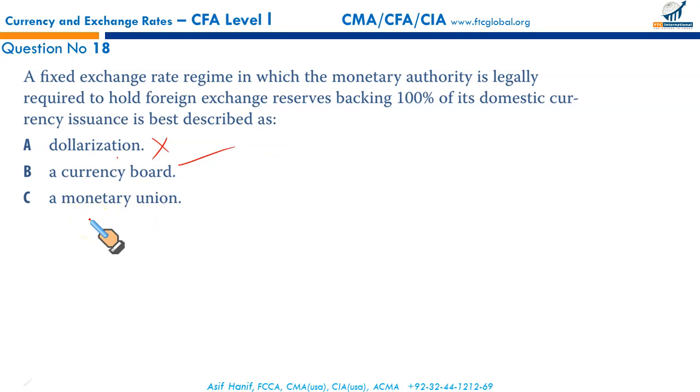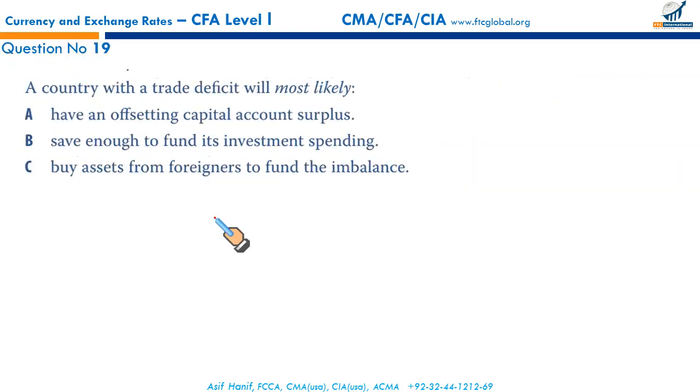Why not C? A monetary union. A monetary union basically is a currency union whereby under an agreement countries share the same currency. This is not what we're looking for. That makes B the correct option.